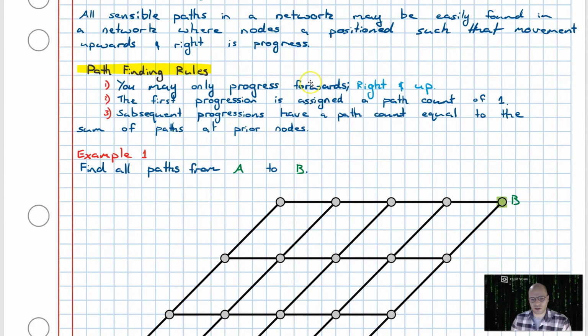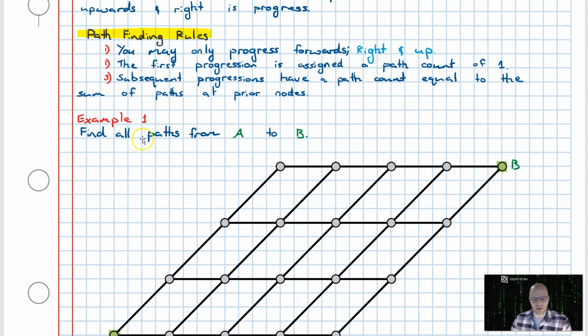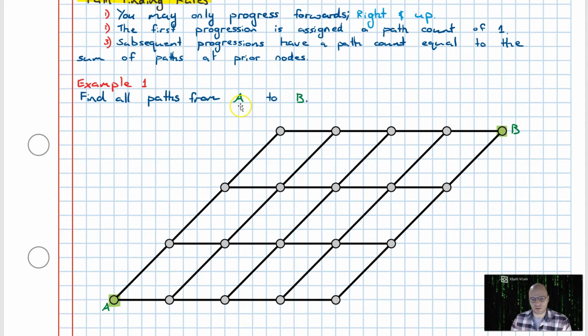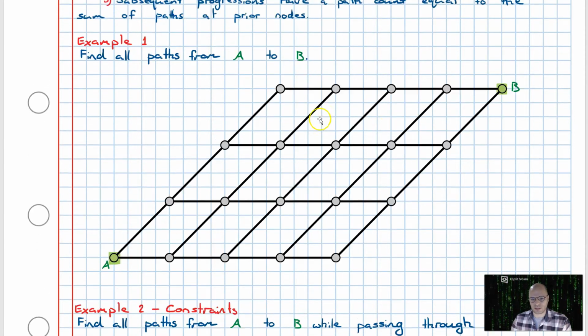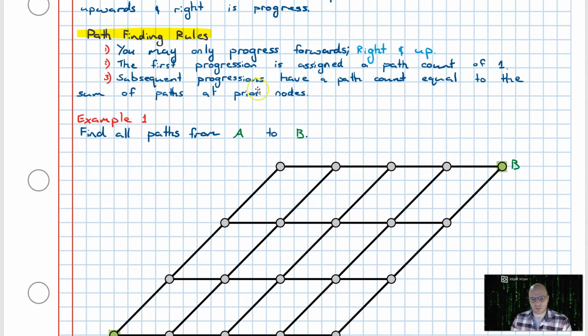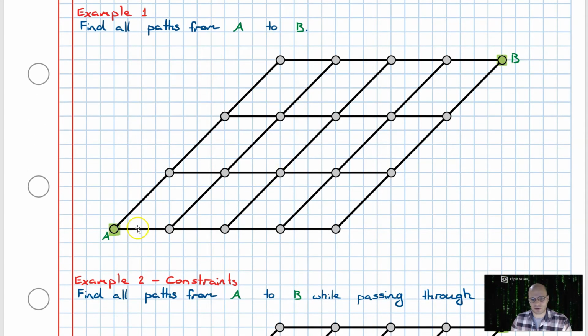Alright, so only 3 rules, but still a little bit confusing looking at it right now. So what we're going to do is example 1, find all the paths from A to B. I'll guide you through the implementation of this algorithm to find all of the paths we have starting from A and finishing at B. To begin this, I'm first going to identify the node that I'm starting at. In this case, I'm starting at node A.